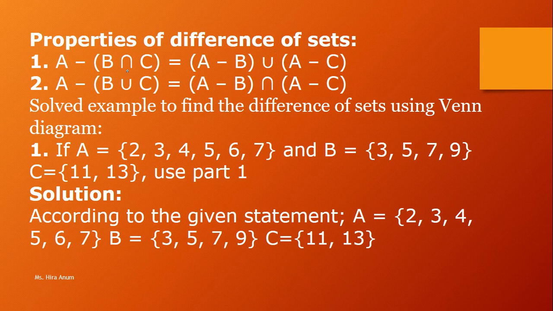Property of difference of sets. A minus (B intersection C) equals (A minus B) union (A minus C). A minus (B union C) equals (A minus B) intersection (A minus C).